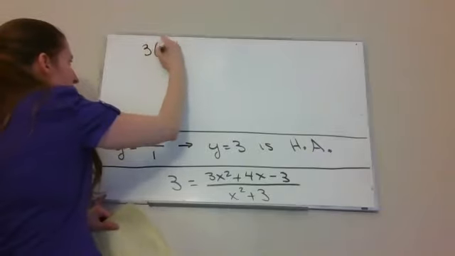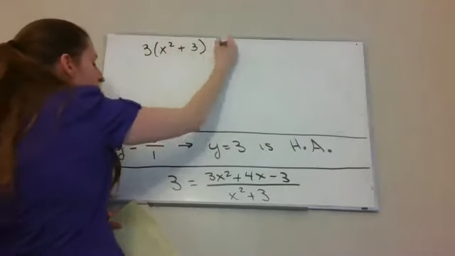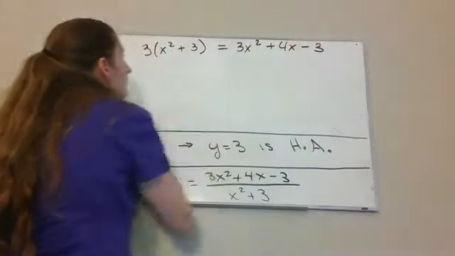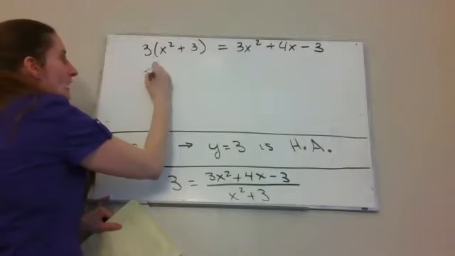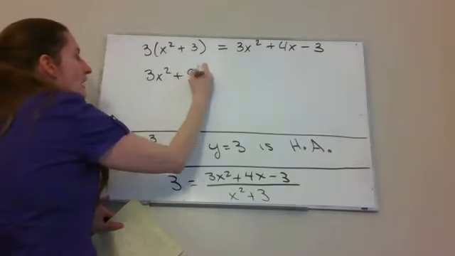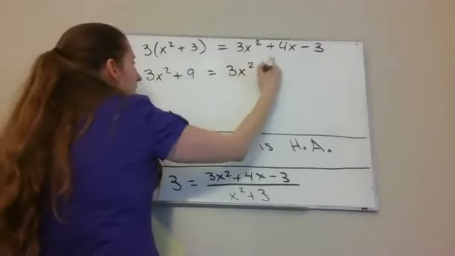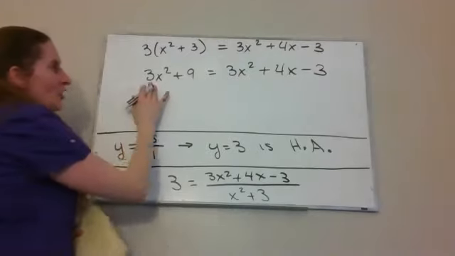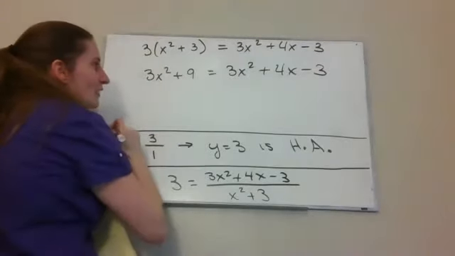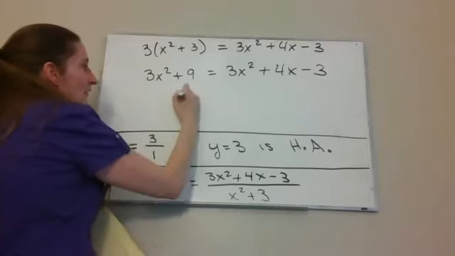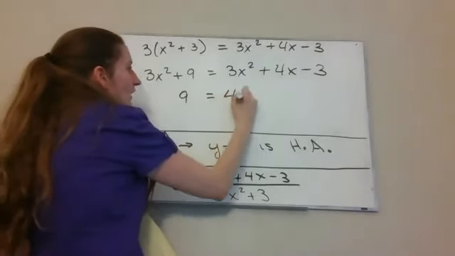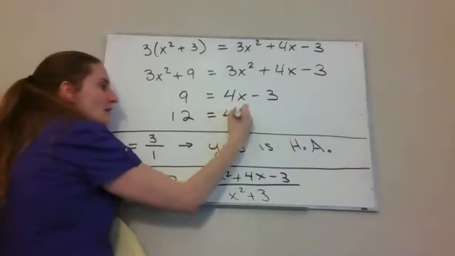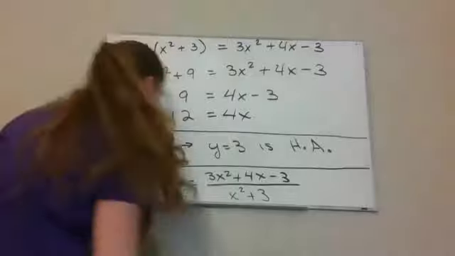So I get 3 times x squared plus 3 equals 3x squared plus 4x minus 3. Distribute on the left side to get 3x squared plus 9 equals 3x squared plus 4x minus 3. Now if I subtract 3x squared from this side and move it to the other side, the 3x squareds cancel out. I just get 9 equals 4x minus 3. Add 3 to both sides, and then divide by 4.